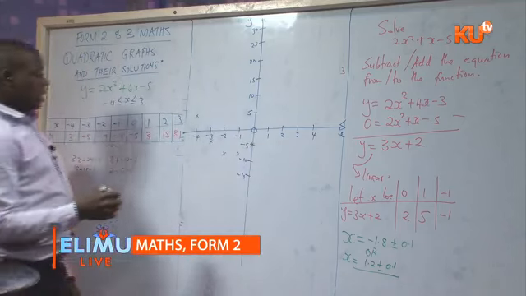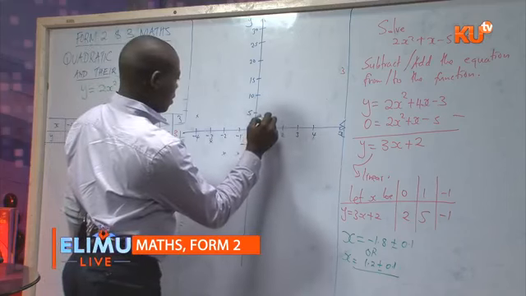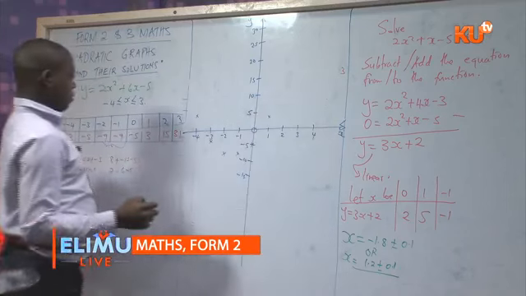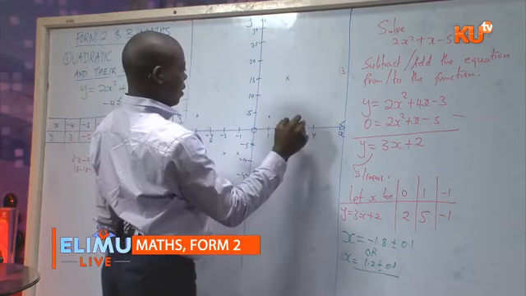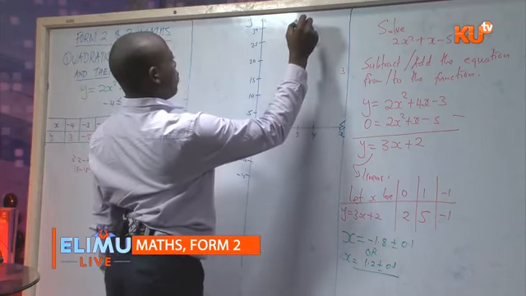Then we have 1, 3, somewhere here. 2 is 15, then 3 is 31.